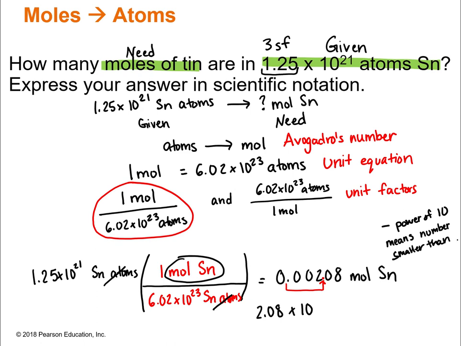When we have a negative power of 10, it means that the number you're starting with is smaller than 1. And that's what we have here. So our power of 10 is going to be negative, and we move the decimal point 1, 2, 3 spaces. So our actual final answer is 2.08 times 10 to the minus 3 moles of tin. So I threw in the scientific notation there just as a refresher. If you don't fully remember how to write scientific notation, go back and revisit that, because it will pop up again in this chapter and all the remaining chapters.